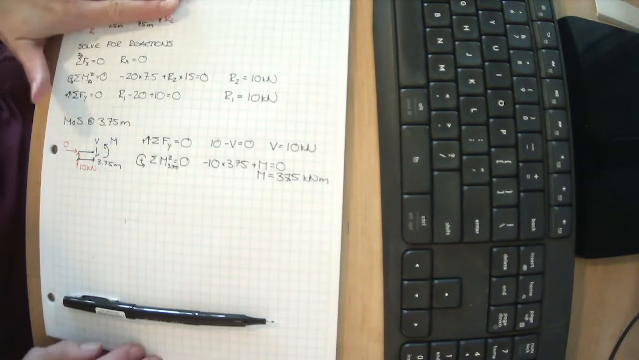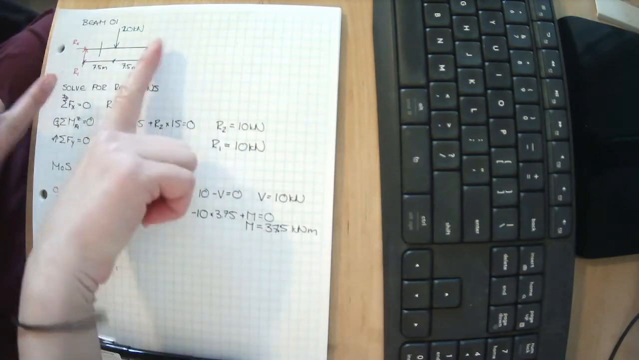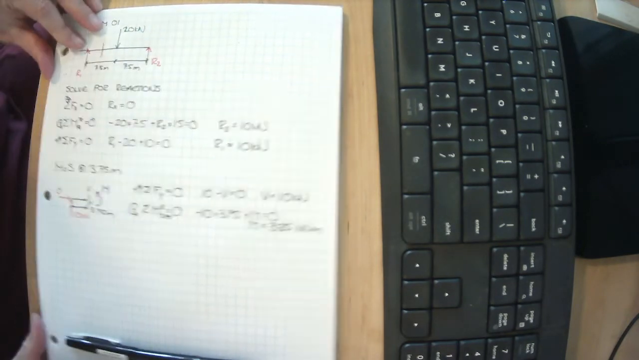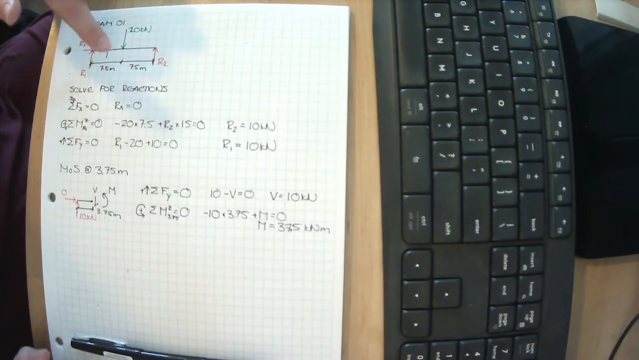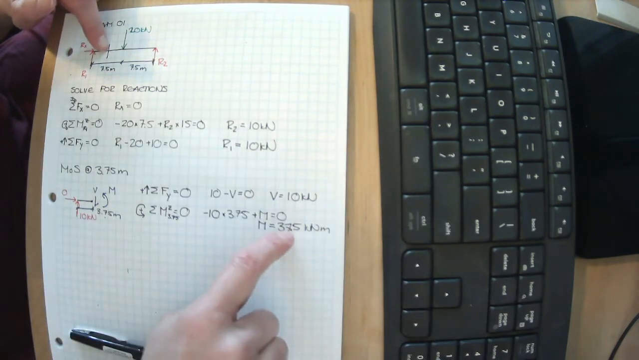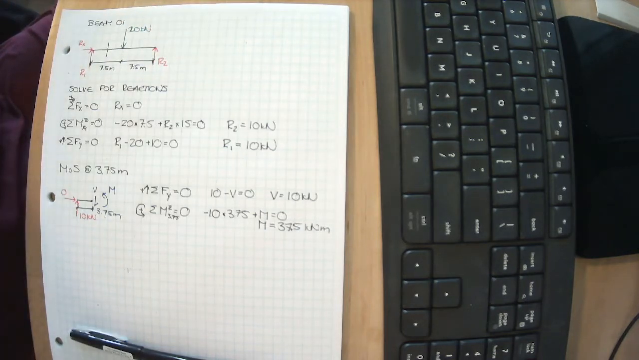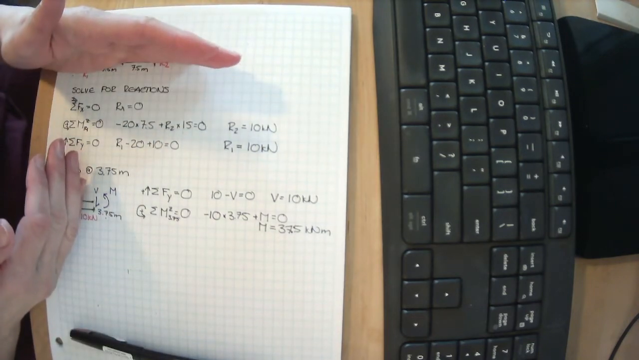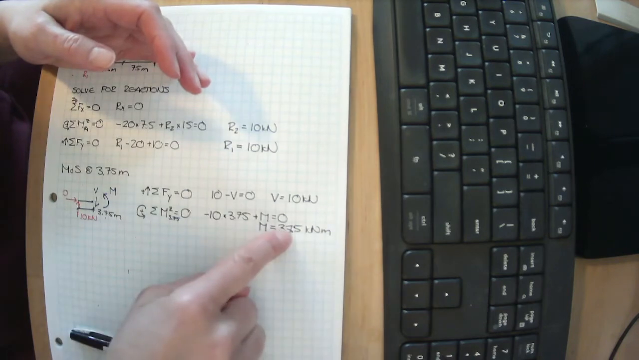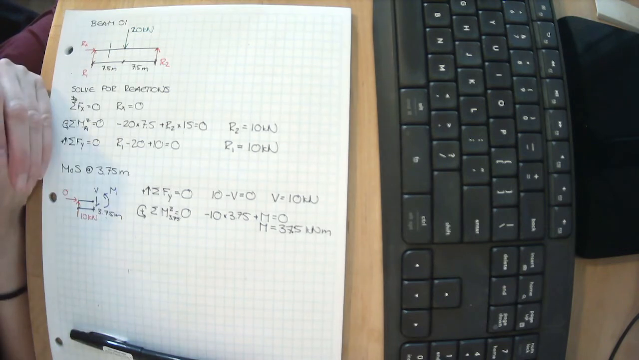So for this member to be in static equilibrium and support this 20 kilonewton point load with reactions of 10 kilonewtons over here, it means at this point on this beam there is an internal shear force of 10 kilonewtons and an internal moment of 37.5 kilonewton meters. We now know we need a member that can resist 10 kilonewtons of shear and 37.5 kilonewton meters of moment. Great. But how do we know if that's the worst moment and the worst shear?